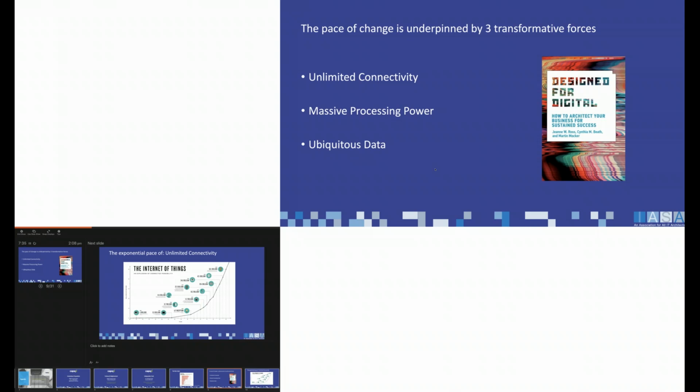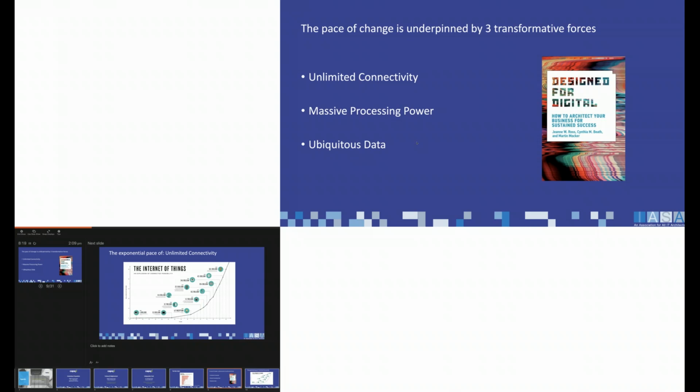The three transformative forces she describes are unlimited connectivity, the ability of our customers and our ecosystems to be plugged in; massive processing power that we all have access to, which allows us options in the way we interact with one another and with our customers and our providers; and thirdly, the incredible amount of data out there that helps inform decision making, but perhaps even inhibits decision making. So let's have a quick look at each of those three, to provide some context of what the exponential pace is like in each.